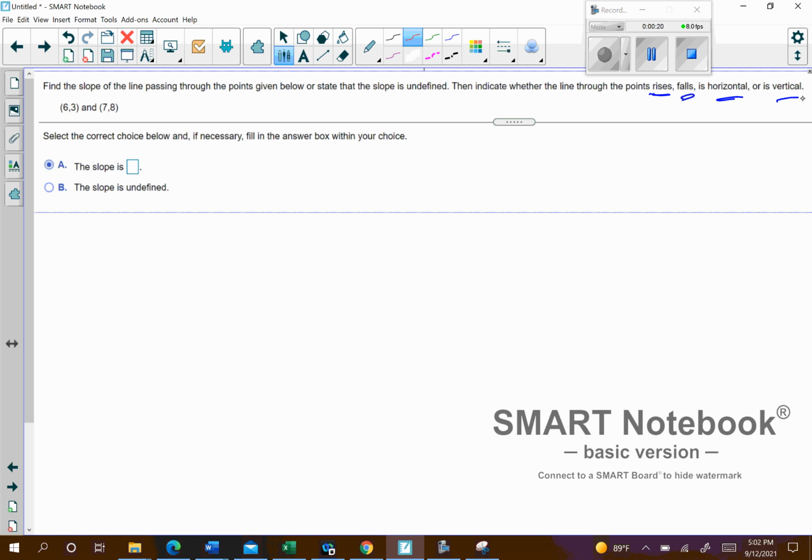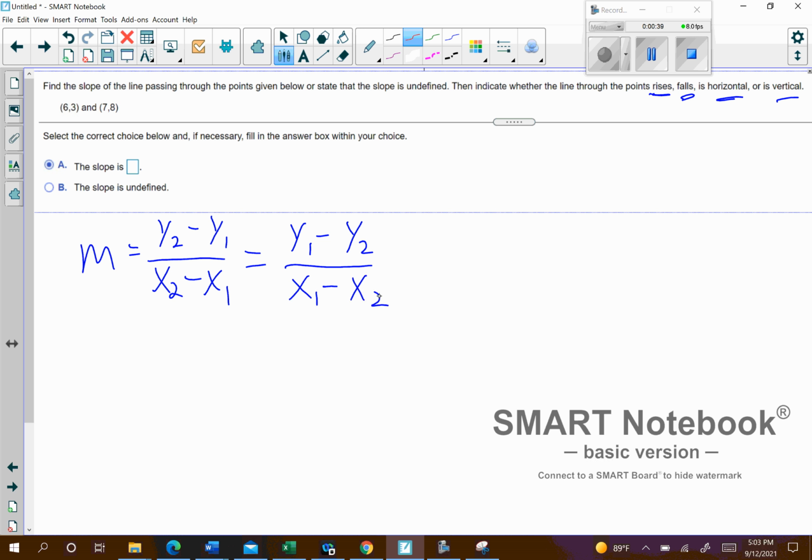So let me just start by writing down the formula for this. So the slope is equal to y2 minus y1 over x2 minus x1. And if you switch the order of those, like if you put y1 minus y2 over x1 minus x2, that's fine. That won't make a difference. But you have to be consistent. It's one or the other. Don't mix and match the numerator and denominator of each fraction here.